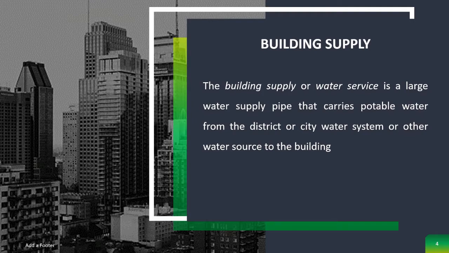So first, the building supply. The building supply or water service is a large water supply pipe that carries potable water from the district or city water system or other water source to the building. So the building supply is the pipe that connects from the community water supply to the building water supply system.